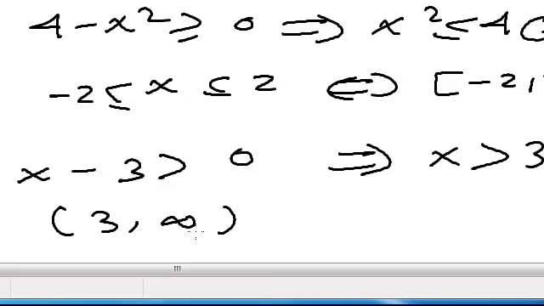All examples are to determine the domain of different functions: polynomial, constant, cosine, rational function, radical function, and logarithmic function.